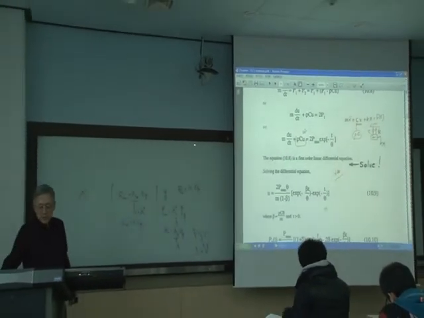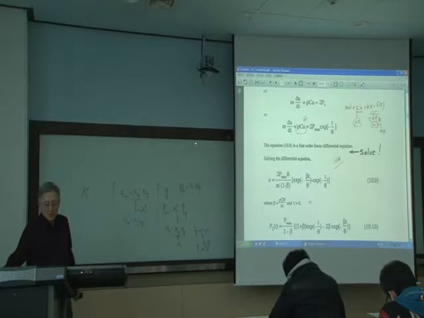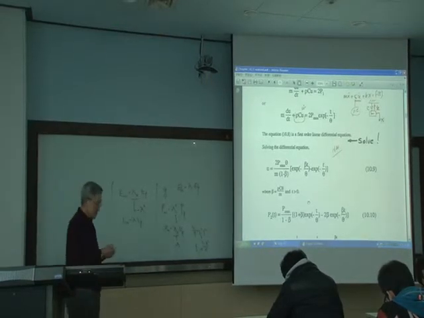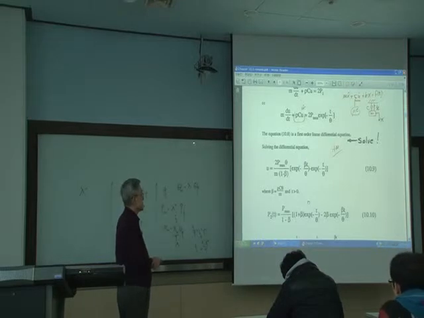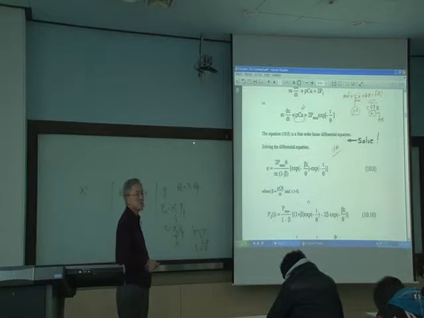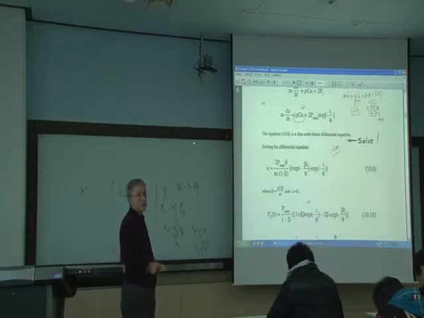If you do that, you have this solution, the solution for the first order equation. Very simple. You should do that. I said solve, not the homework. We don't have time to assign the homework.